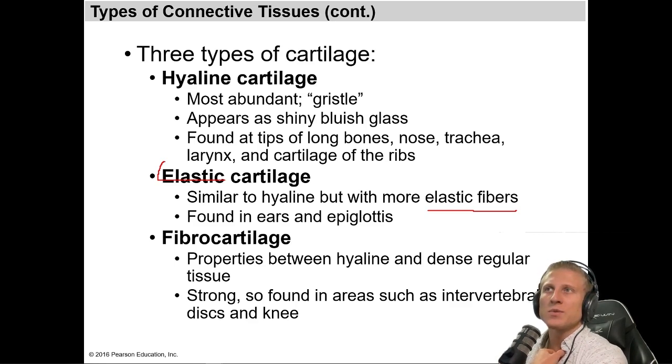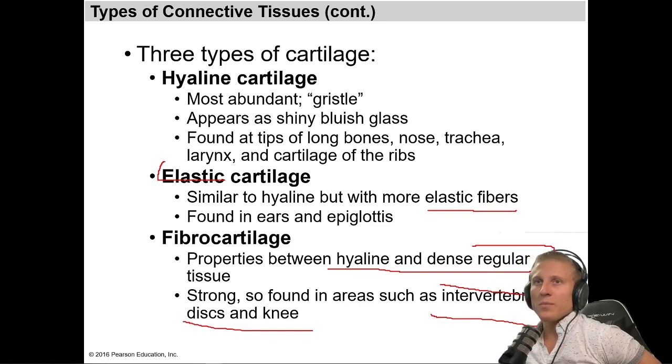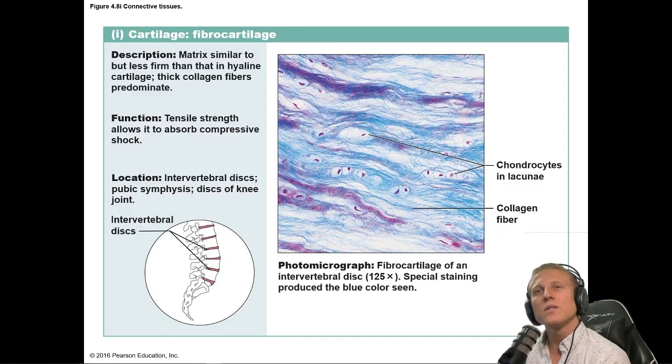Okay, what are some examples of where we're going to see these things? Well, let's start off with fibrocartilage, which is kind of an intermediary between hyaline and dense regular tissue. We're going to see this in vertebral columns, so the vertebral discs in your spinal column, and then in like the meniscus of the knee and other sorts of things. What does it look like? Well, it looks something like this.